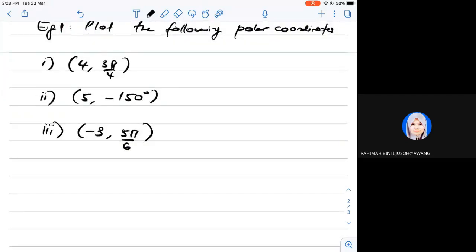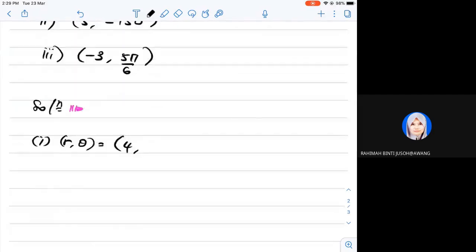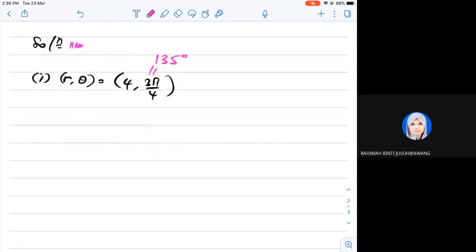Okay, so the solution for question number 1 is very simple. 3 pi over 4 is equivalent to how many degrees, guys? 135 degrees. Okay, very good. So where is the location of this angle? Second quadrant. Yes, very good. It should be located in the second quadrant.